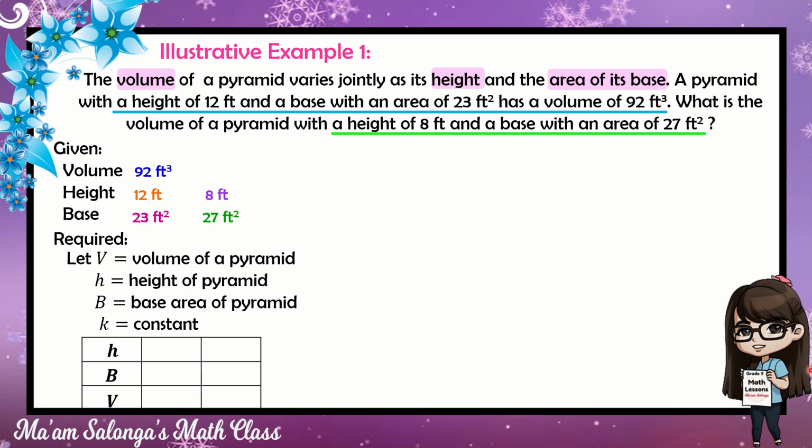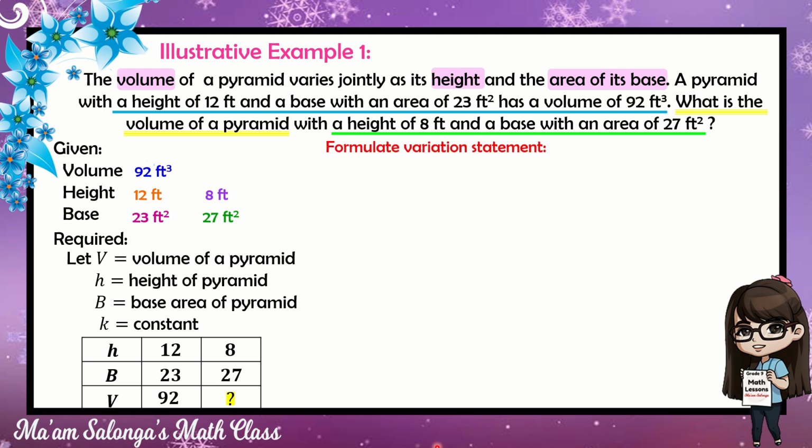Now, let's identify what is the unknown of the given problem. So sabi sa tanong, what is the volume of a pyramid? So we are talking about the volume. So we will put the question mark here kasi siya yung unknown. And then, let's just plug in this given dito sa ating table. So, ang volume ay 92, ang height ay 12 tsaka 8, then base is 23 and 27.